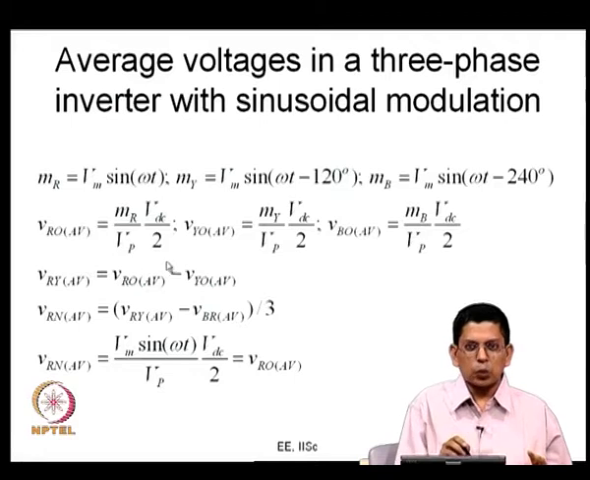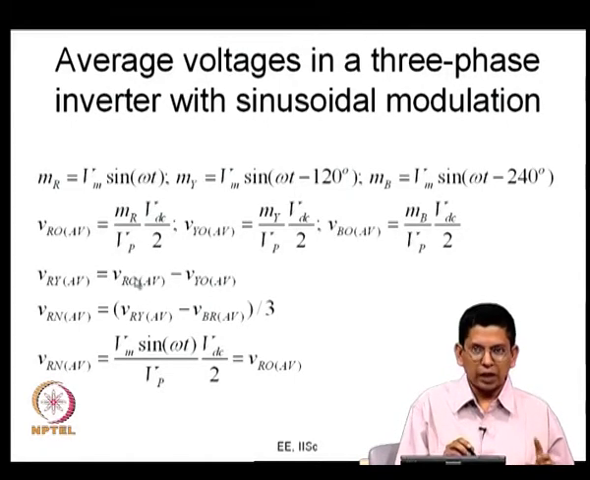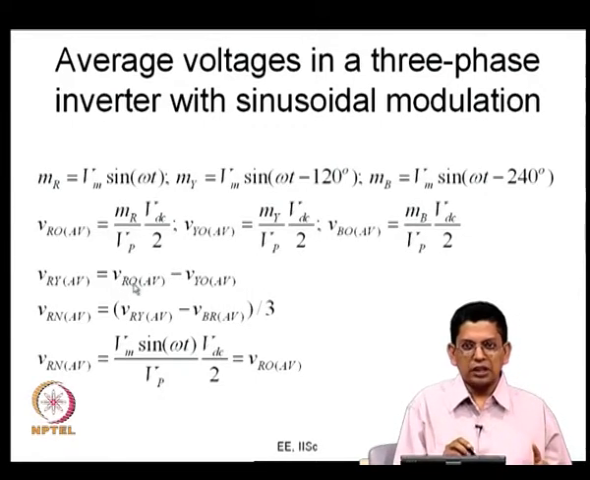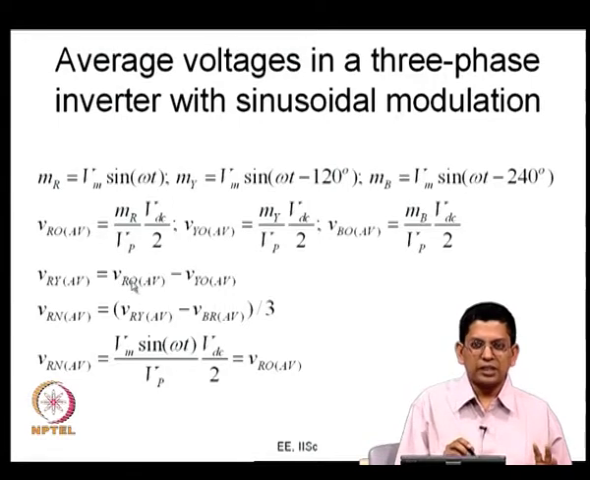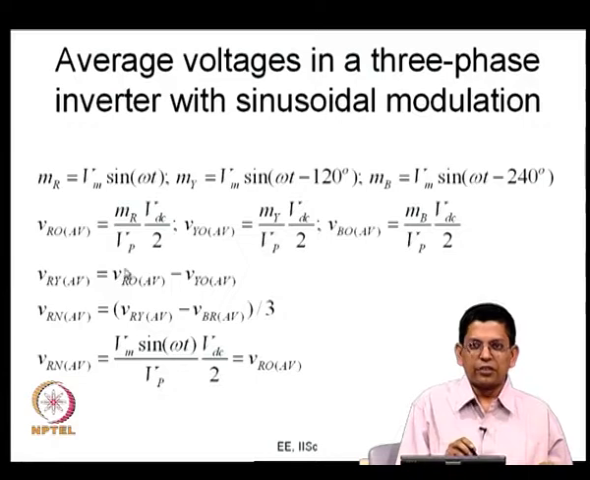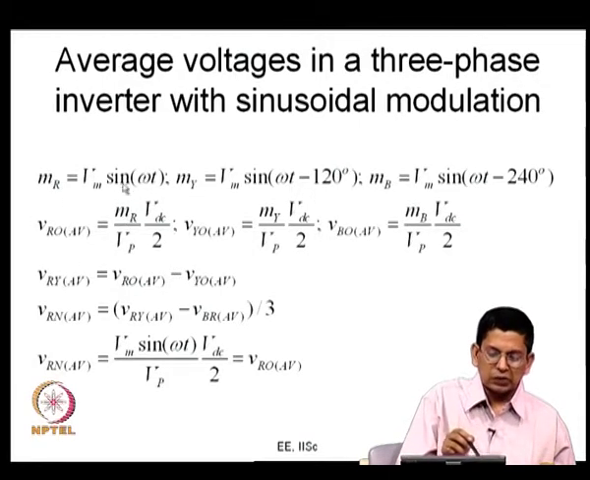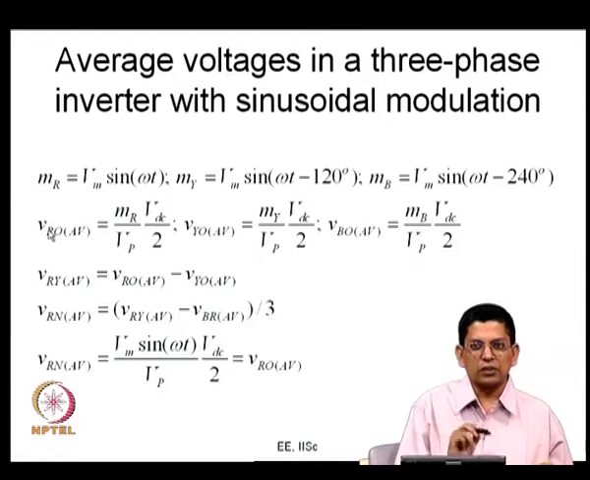The idea of average pole voltage is something that we have been carrying through from the time we discussed the buck converter. In the case of the buck converter, the average pole voltage is constant at steady state. It is equal to the average output voltage. On the other hand, we are talking of DC to AC conversion here. So, the voltage at the pole is a sinusoidal quantity. This VRO average is proportional to MR, MR is a sinusoidal quantity, therefore, VRO average is a sinusoidal quantity.